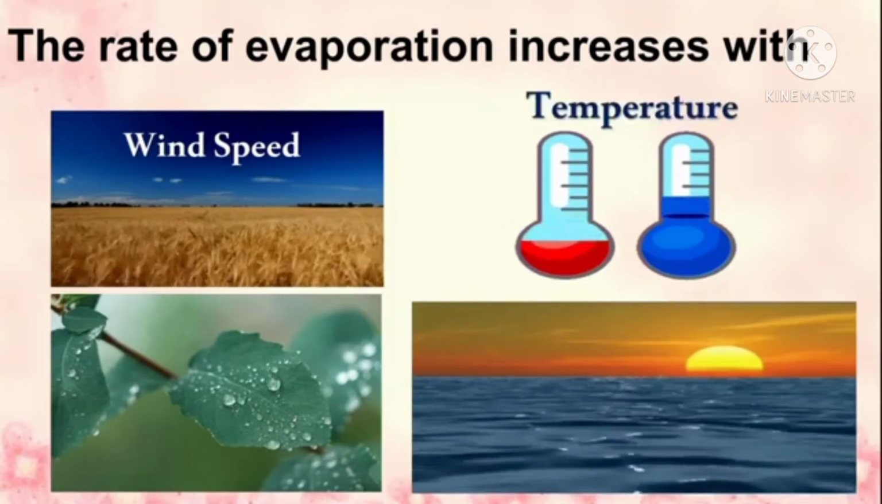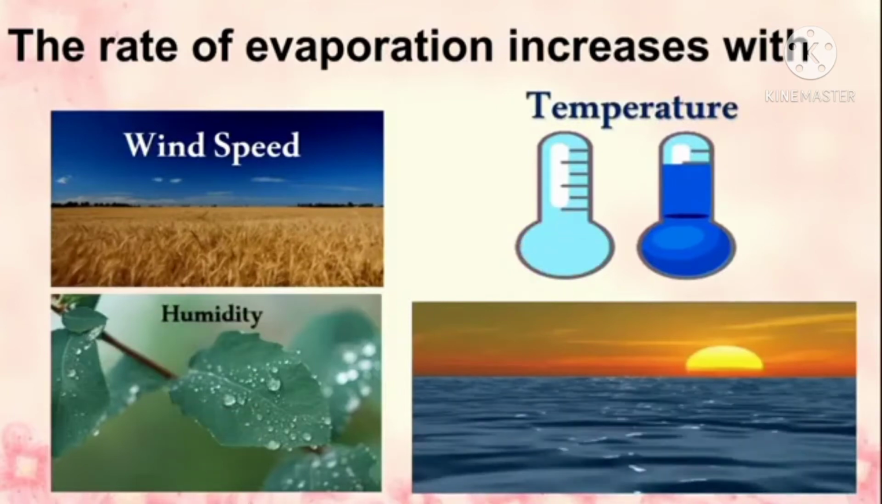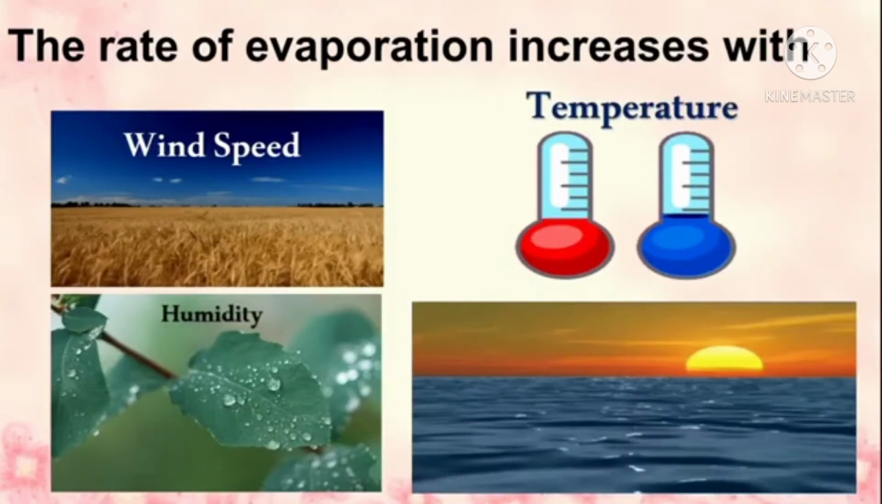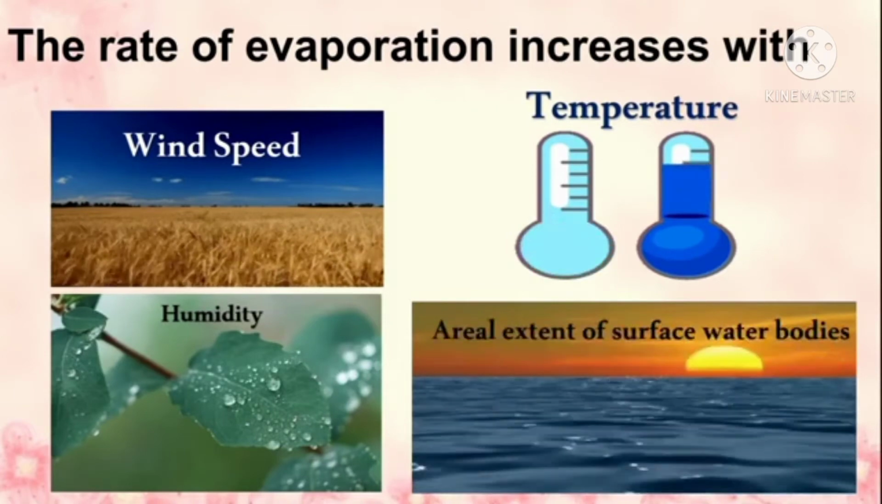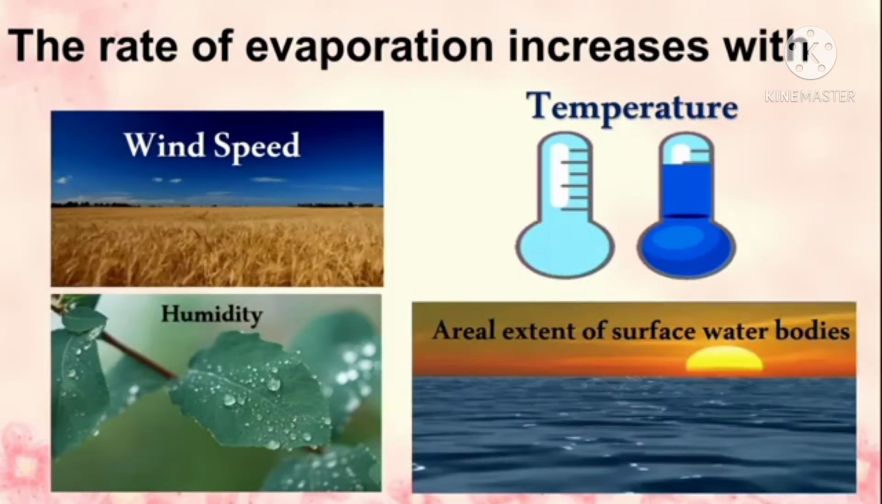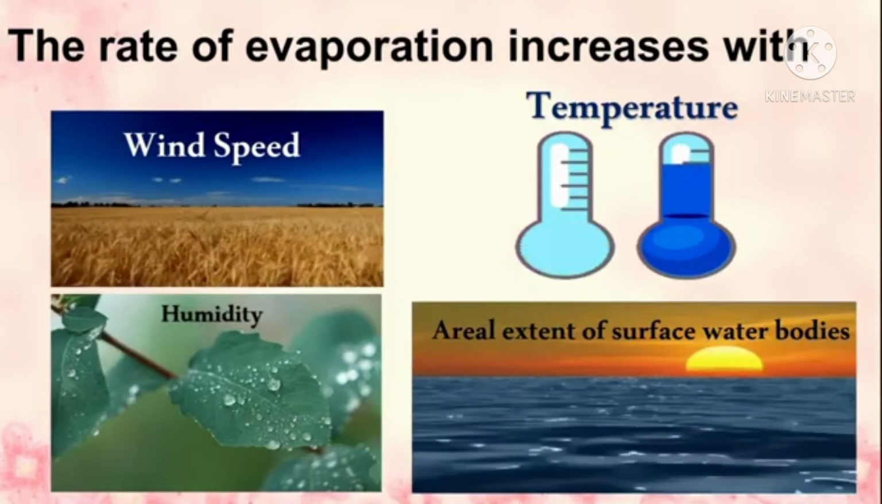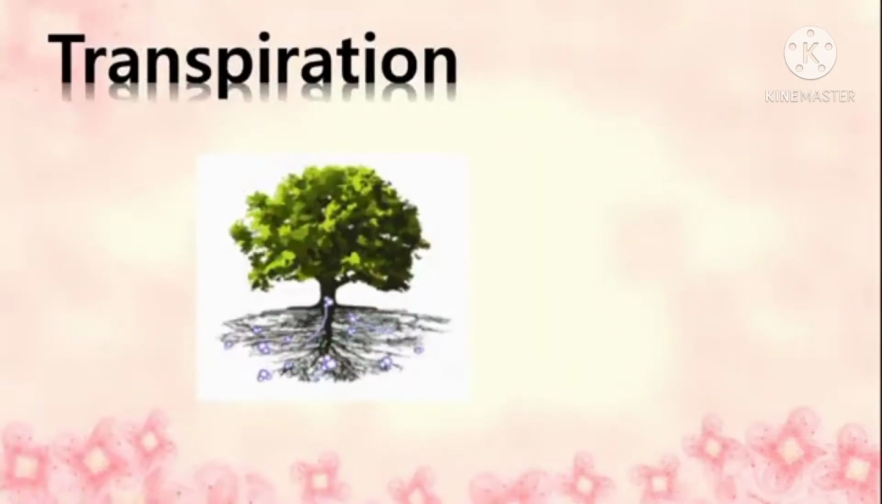Then temperature, humidity. Humidity is the moisture content in the air. And the last is the aerial extent of surface water bodies. So the rate of evaporation increases with wind speed, temperature, humidity, and aerial extent of surface water bodies.